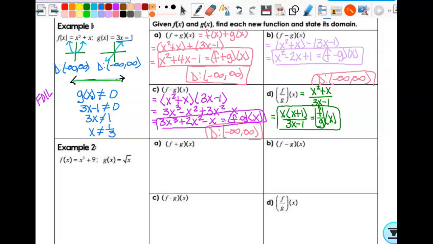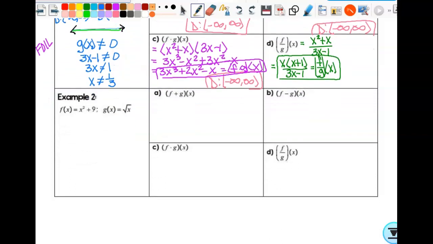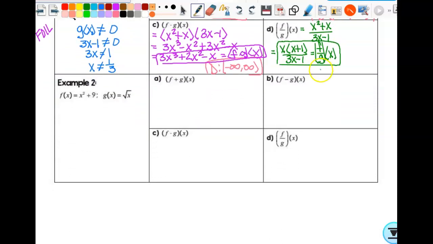So we went from all real numbers to we can't equal 1/3, which we could write in interval notation, but I'm going to do set builder notation, which makes it a little bit easier since we're just excluding one number. Looks like this. You put your little squiggly brackets, then you have an x. This means the set of all x's such that x does not equal 1/3. That's your domain. That's like saying all real numbers except for 1/3. Any questions?